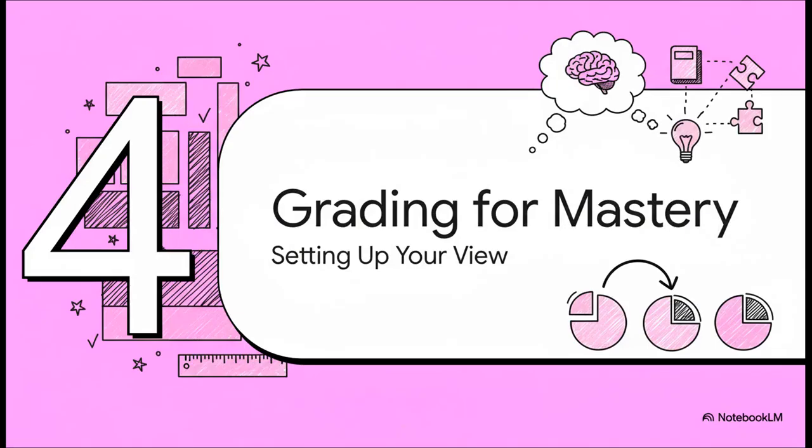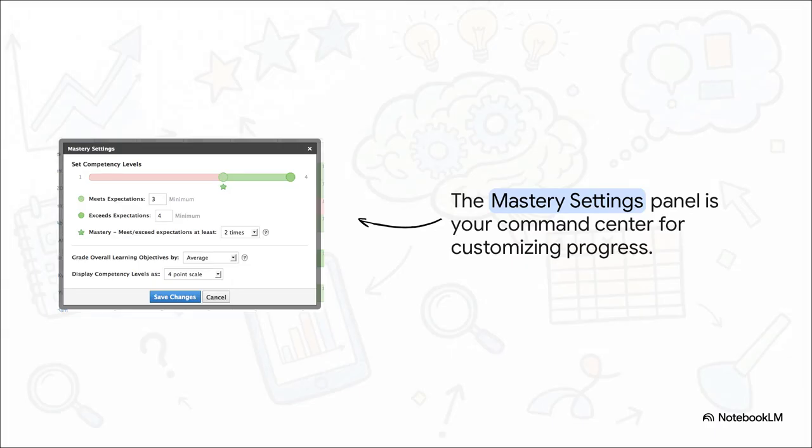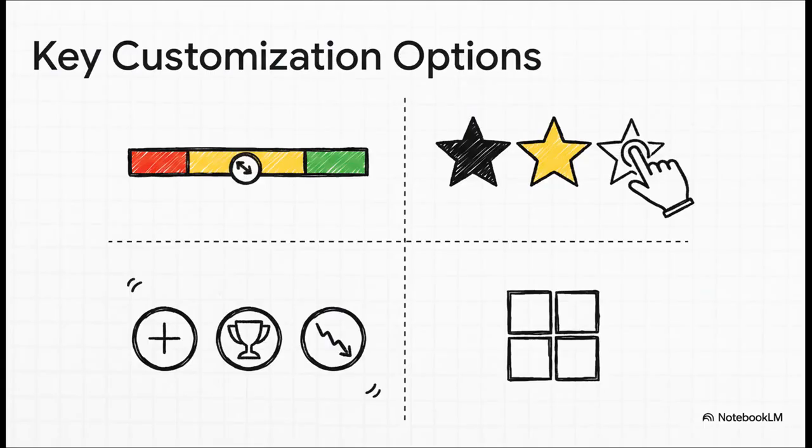Okay, so once you've started aligning your materials, the next step is to tell Schoology what mastery actually looks like for you and your students. This is where you get to customize everything. Over in the mastery section, you're going to look for this little gear icon. When you click that, it opens up the settings panel. This is basically your command center for defining all the rules for how student progress gets measured and displayed.